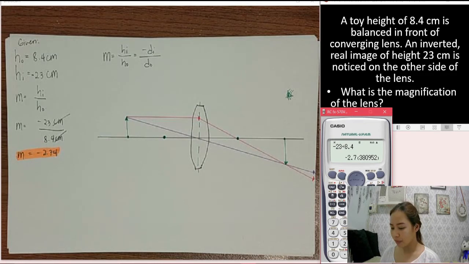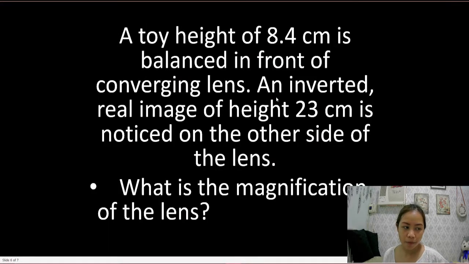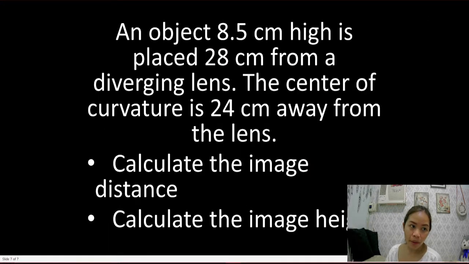Okay. So, that's for our third problem. Now, let us proceed to our next problem. For our last problem, we have here an object that is 8.5 centimeters high placed 28 centimeters from a diverging lens. The center of curvature is 24 centimeters away from the lens. We are going to calculate the image distance and the image height.